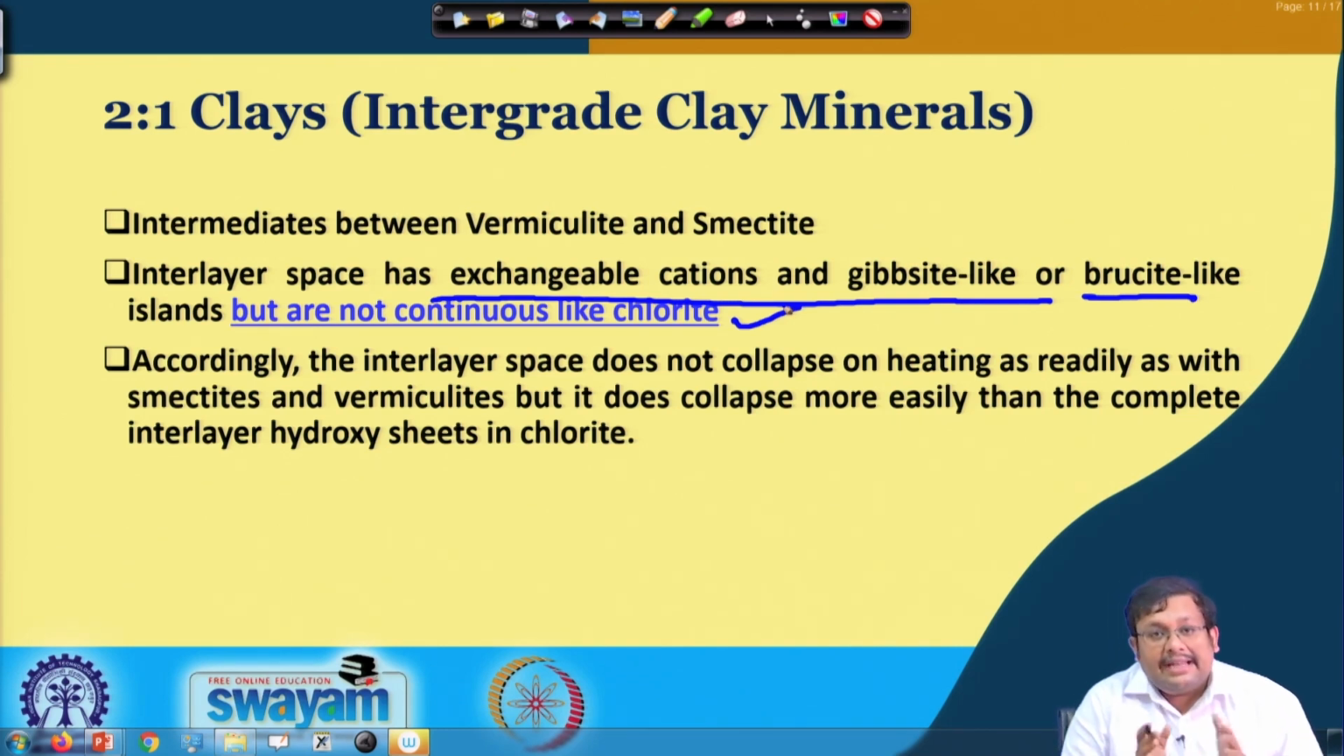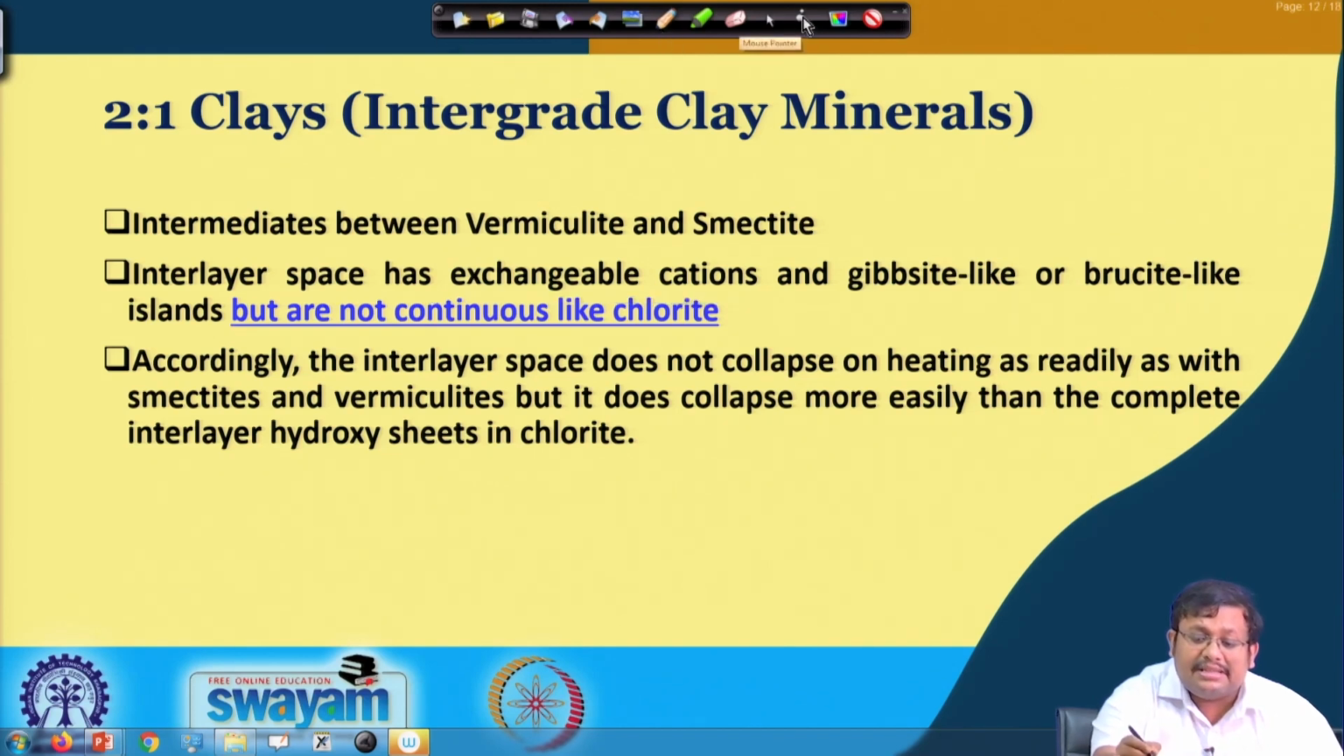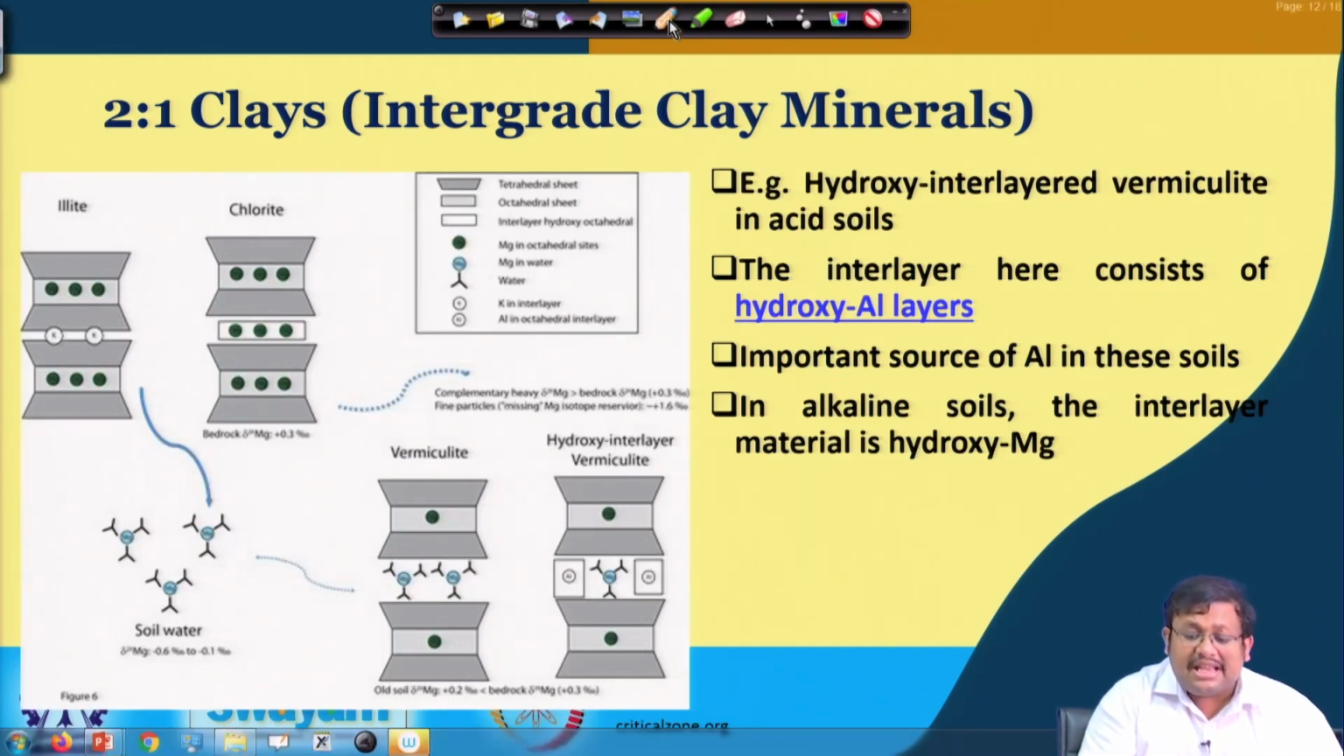Accordingly, the interlayer space does not collapse on heating as readily as with smectite and vermiculite, but it does collapse more easily than the complete interlayer hydroxy sheet in chlorite. So, let us see how the interlayer space of this mineral looks. An example is hydroxy interlayered vermiculite in acid soil. So, this is an example of hydroxy interlayered vermiculite. You can see this is a vermiculite.